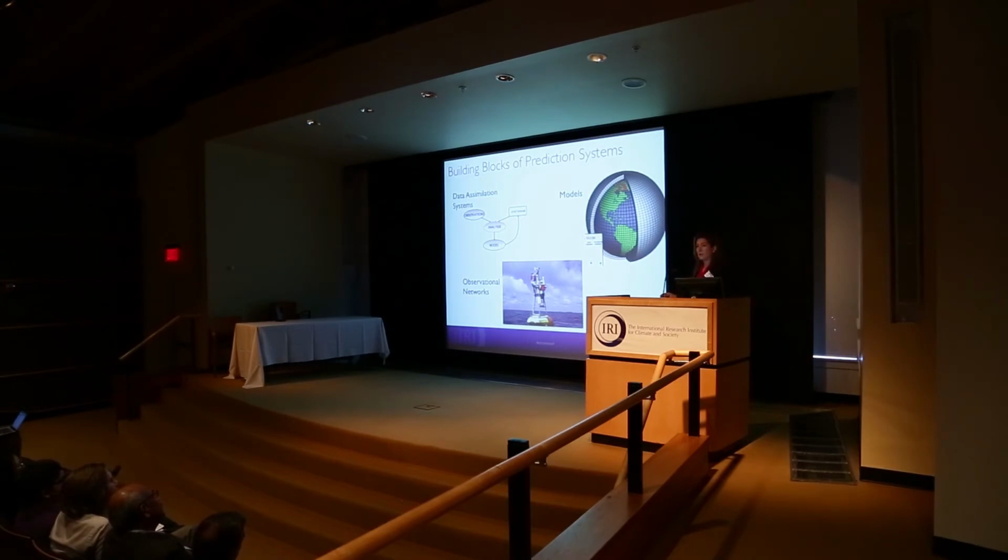But the models aren't perfect. The observational networks aren't perfect or everywhere. So we use these data assimilation systems to put together our observations in a more complete way, and in a way that's consistent with how the model sees the real world. And that then becomes our initial condition for our forecasts. None of these things are perfect.